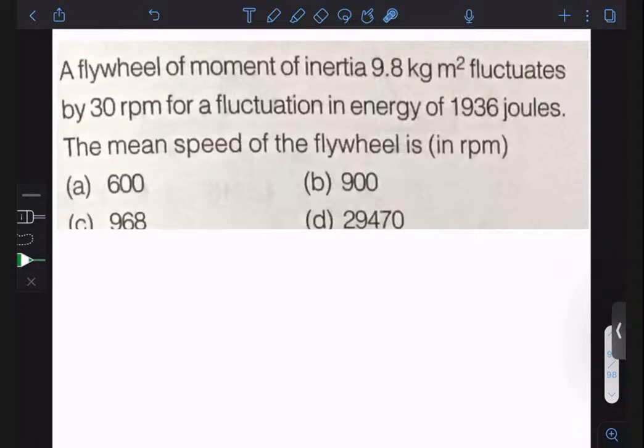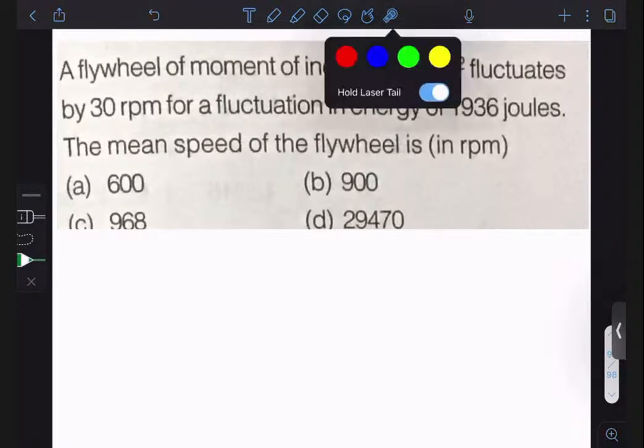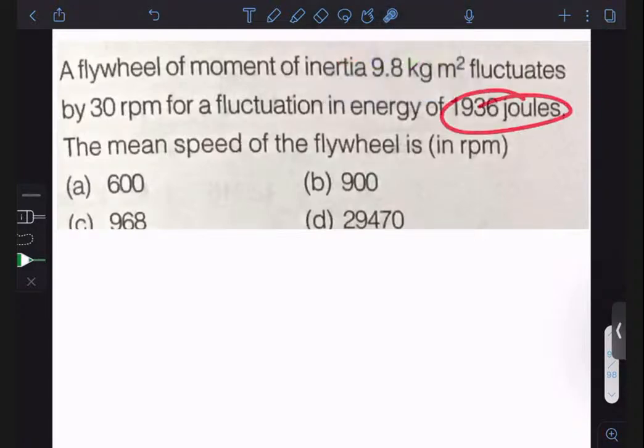Sir, but why in kilojoule? No, it is in joule, not in kilojoule. It is in joule, my dear.